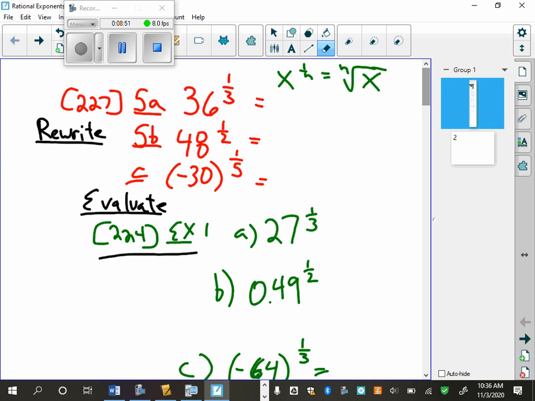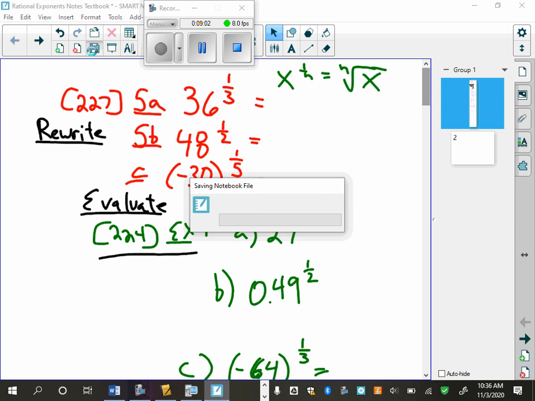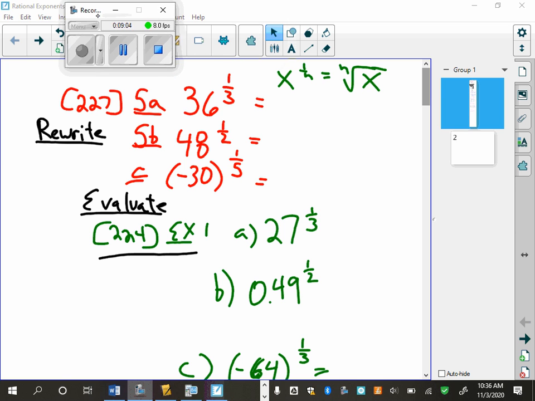Let me just do this and save this version of it. Although if I minimize that, can I move it? Oh, nice. Save. Thank you. Move it back.